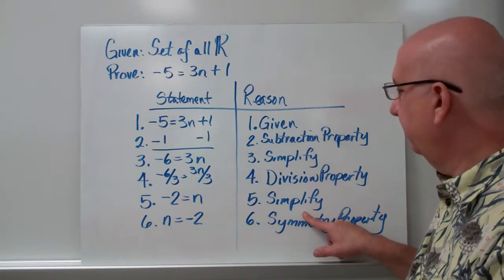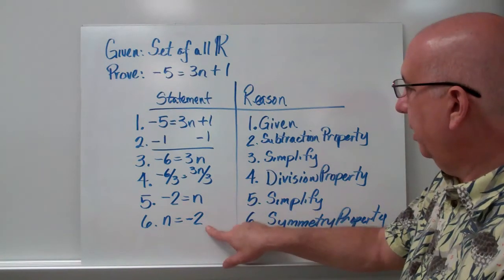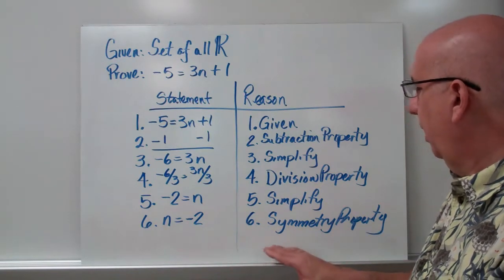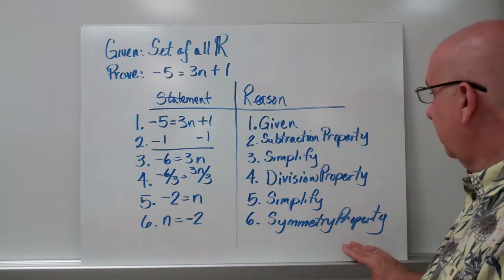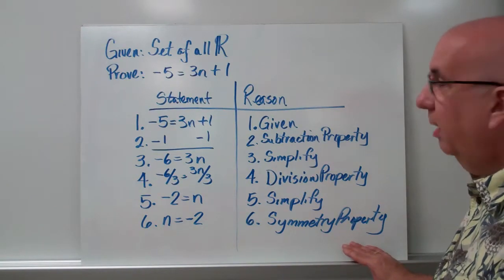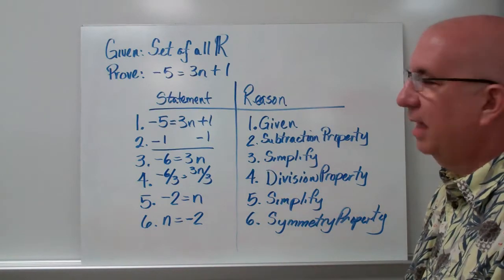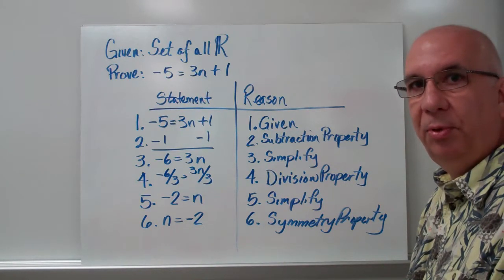We simplified. And to get from here to here, step 6, n is equal to negative 2. Why can we say that? Because of the symmetry property of equality. This is an algebraic example of a formal two-column proof.